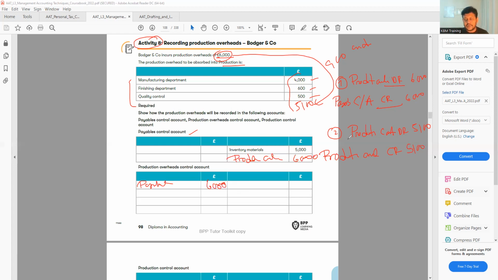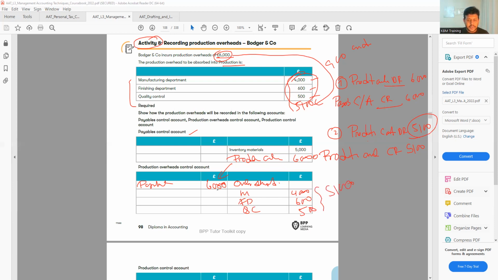The next journal we have is for the production overhead. It is our credit. So on the credit side, we're going to write all the overhead absorbed. The 6,000 we actually charge on our accounts as an expense, but actually we absorb. You can see the manufacturing department is 4,000, then finishing department is 600, and the quality control is 500. This is a total of 5,100.